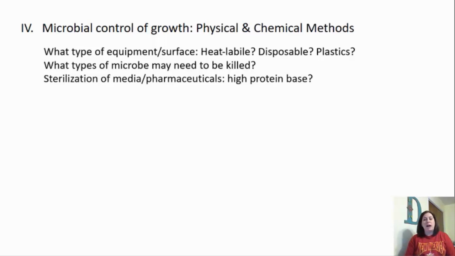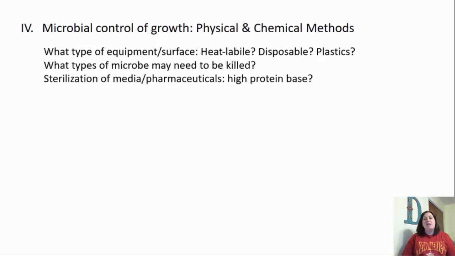You can't heat that up too high, otherwise it will start to melt. Is it disposable? Again, is it a type of plastic? Is it a metal? What type of microbe may need to be killed? Do you think gram positives are present? Viruses, prions? What do you think might be present there?